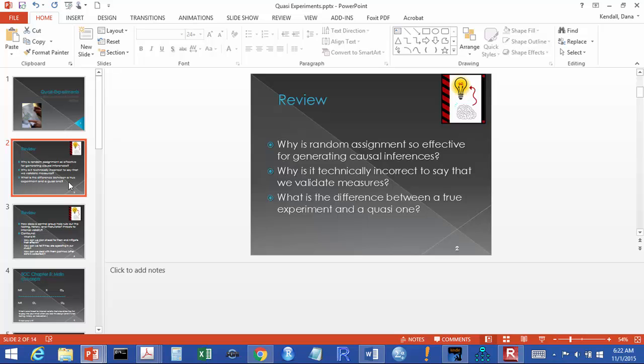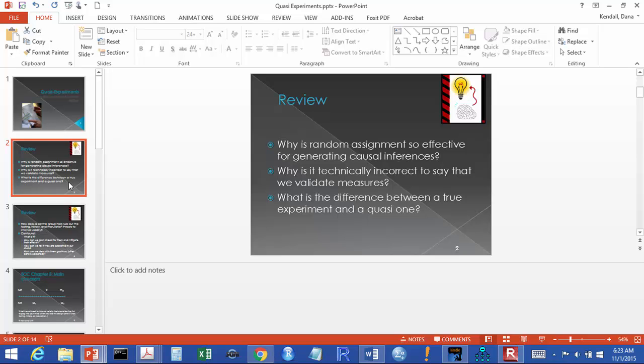So saying that a measure is validated is kind of a misnomer. There always should be more information attached to that. It's valid for predicting X or Y. It's valid for assessing the theoretical essence of this construct. That would be a construct validity matter. So think it through in those terms.